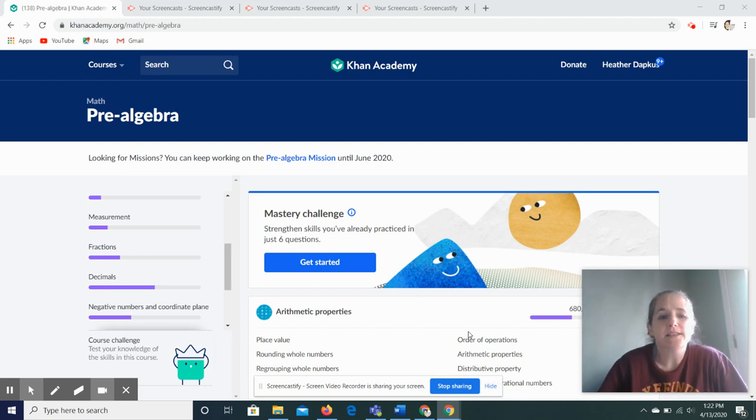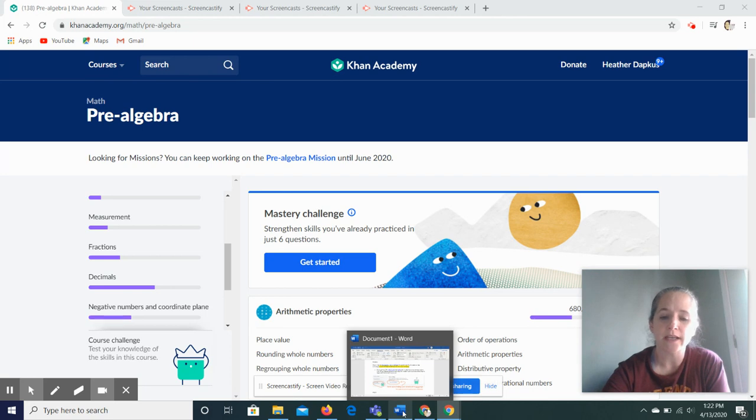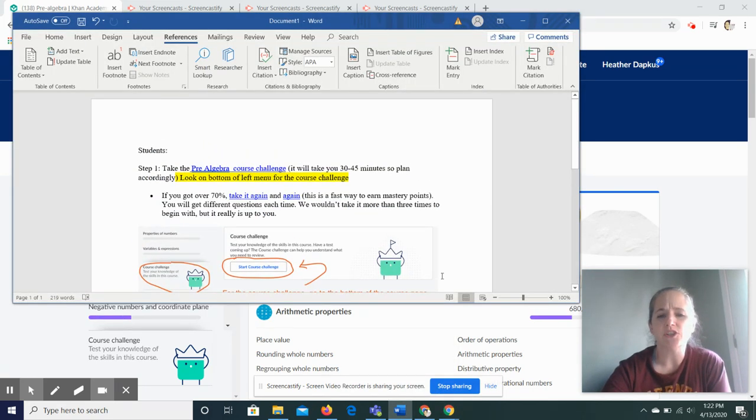Hey guys, so as promised, I'm going to show you how to work through the pre-algebra course in Khan Academy if you're just getting started with it and don't really know what your first step should be. I found a Word document that they had on Khan Academy that gives a suggestion for how to start with one of their courses. What they suggest starting with is what they call the course challenge.